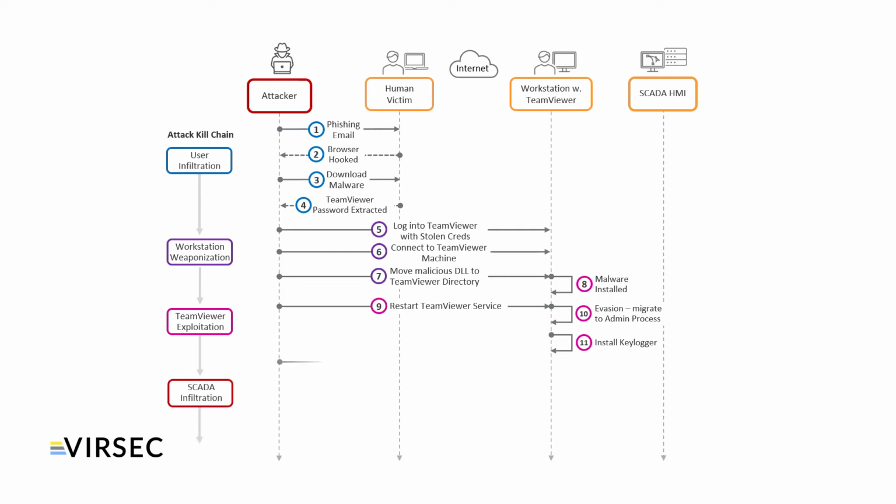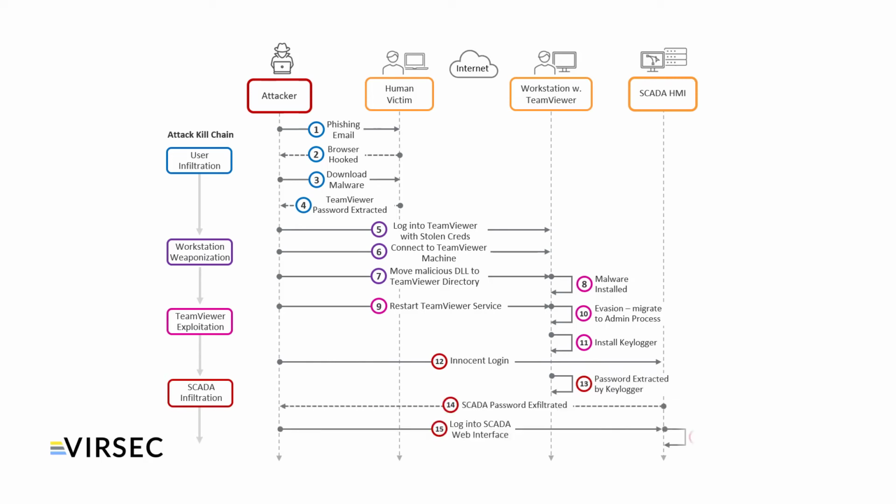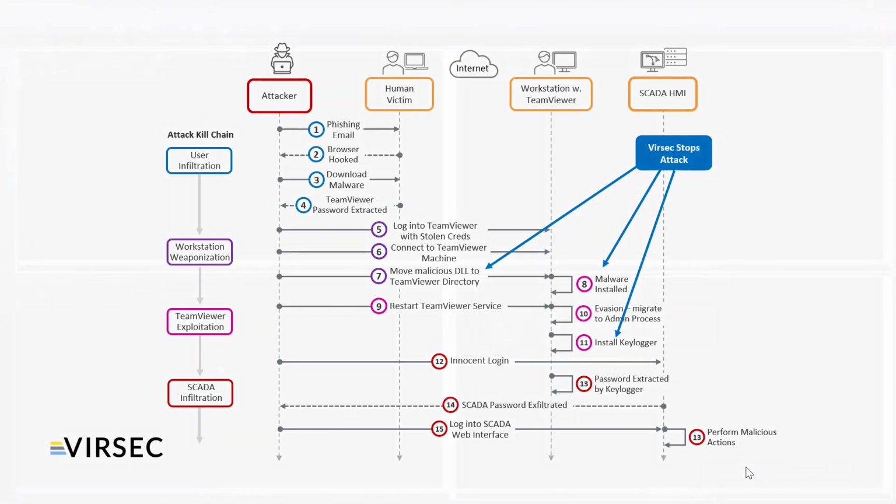Finally, with these stolen credentials, we'll be able to access the SCADA web interface and gain control over this critical system. At multiple points, we'll show how Virsec can stop critical stages of this attack kill chain and could have prevented downstream damage. So let's see this in action.